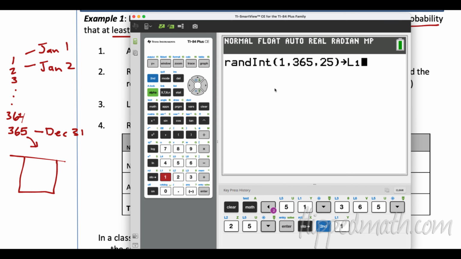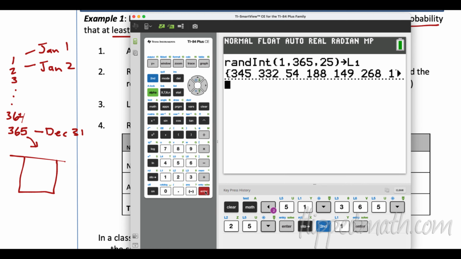Everybody get that? Pause the video, find those buttons if you need to, but we're going to pick random integers from 1 to 365. We're going to pick 25 of them. We're going to put them in list 1. So let's hit enter. And you see a bunch of numbers here that are selected. These represent the random numbers that were pulled from the hat. And so now we need to see if any two are the same, if there are any repeated numbers.